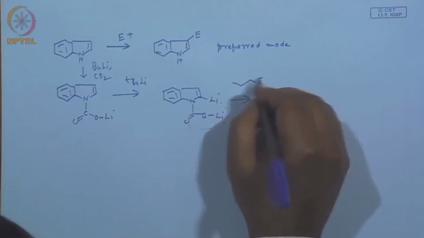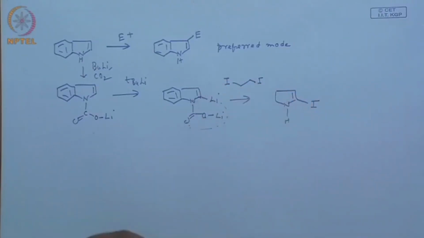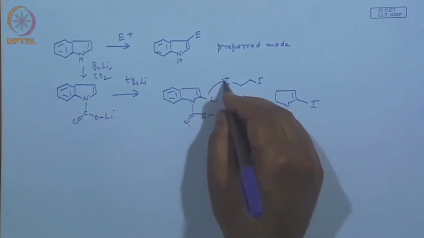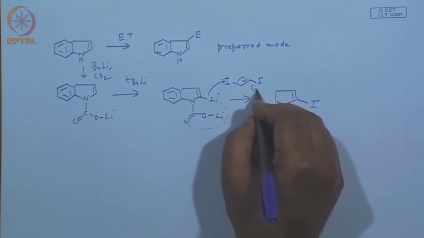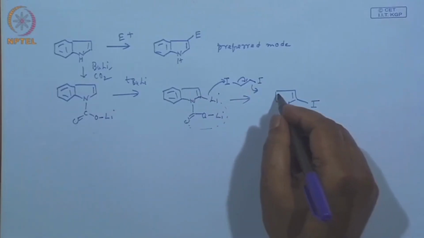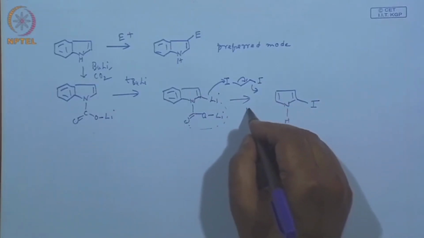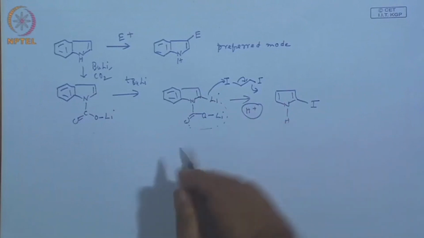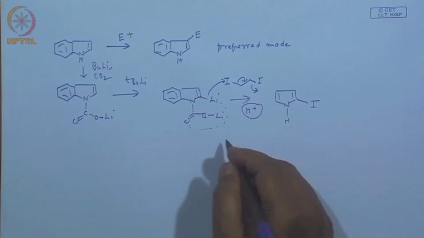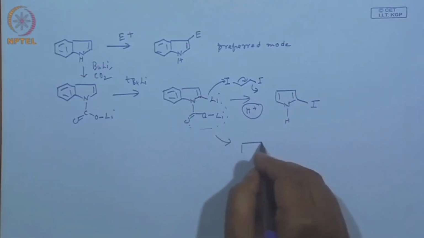I think in the last year's class I told you that bromination etc. is done by dibromo. So, diiodoethane, actually what happens, I think all of us know. Basically it is a source of this, and once you work it up in acidic medium, you see here the beauty of this protecting group. After the workup, what will you get?